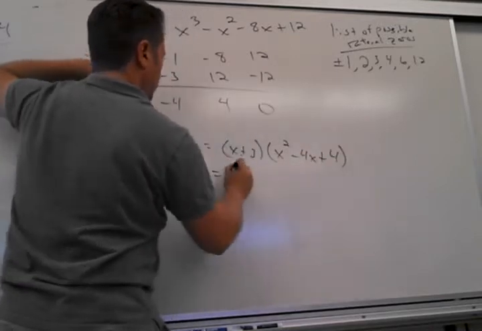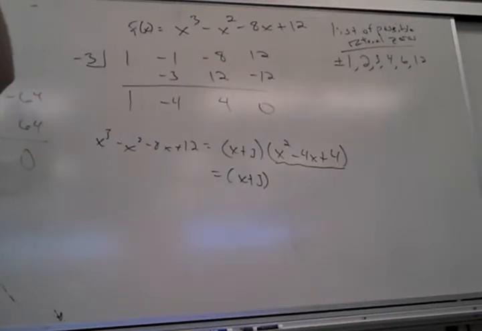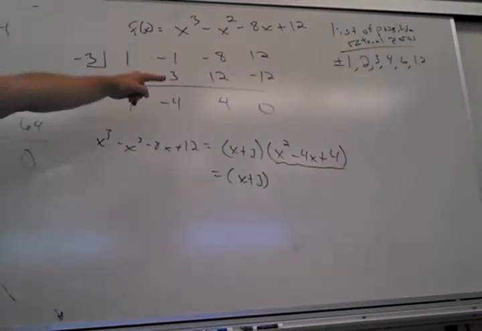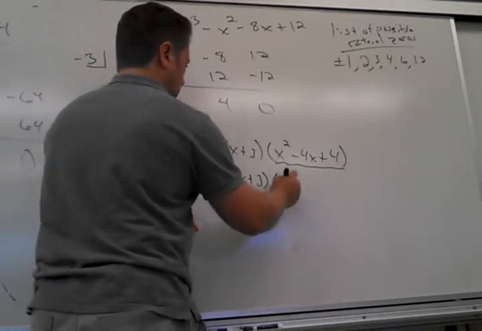That's 4, cool. And then to finish this out, we've broken this down to a quadratic, which we can attack all day, all night. What's that going to factor down to? Minus two. Thank you.